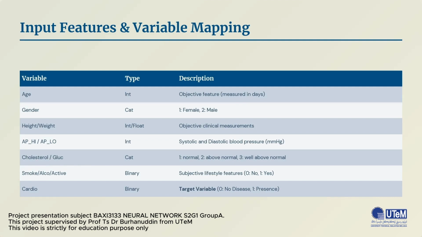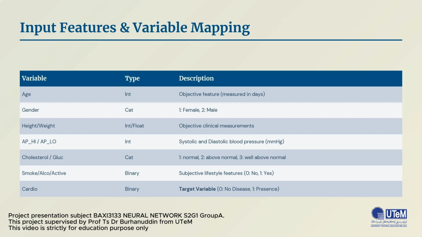Next, we have input features and variable mapping. The first variable we have is age, which is type integer. And next, we have variable gender, which is type cat, meaning categorical. And we have one for female and two for male. Next, we have height slash weight, which is type integer and float.